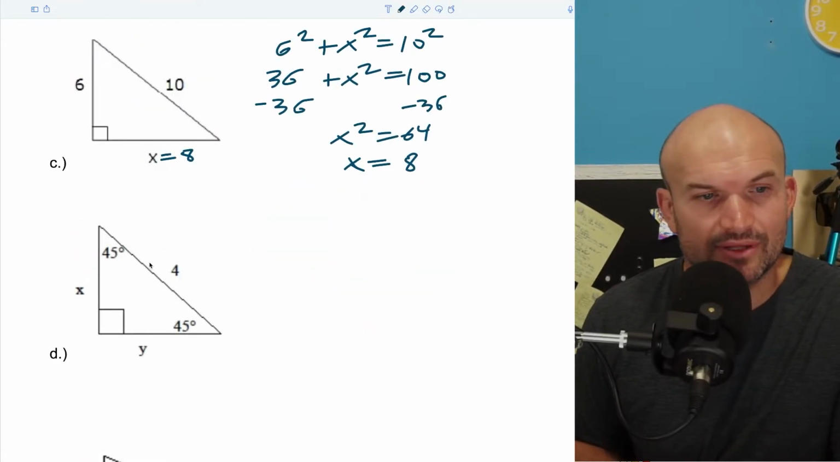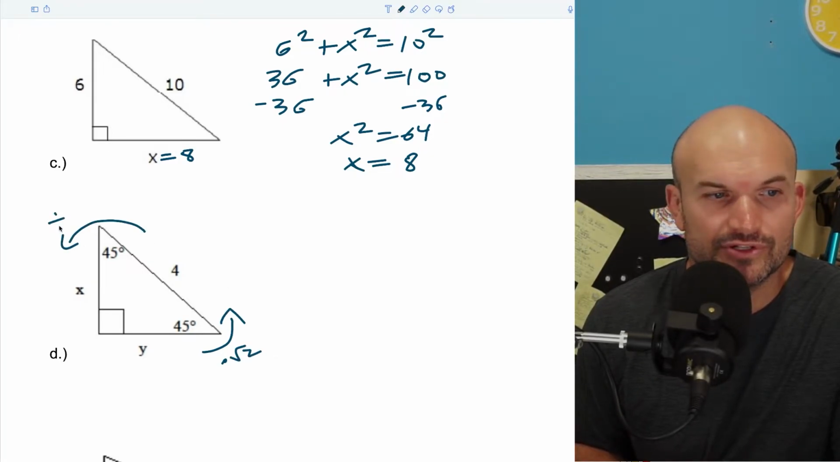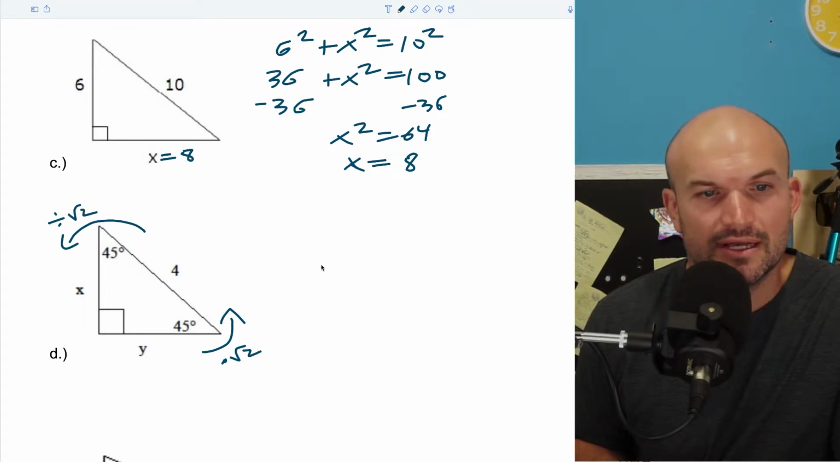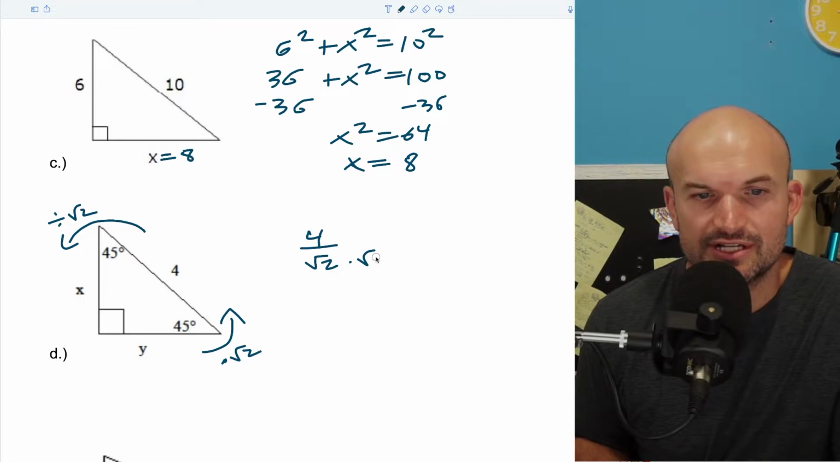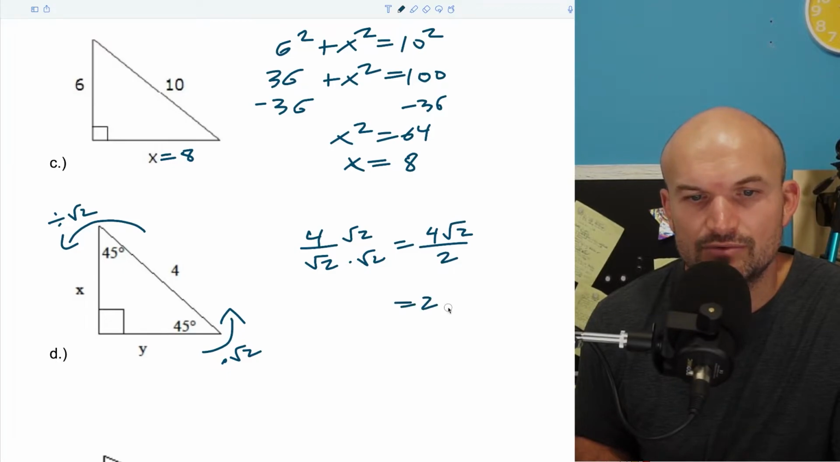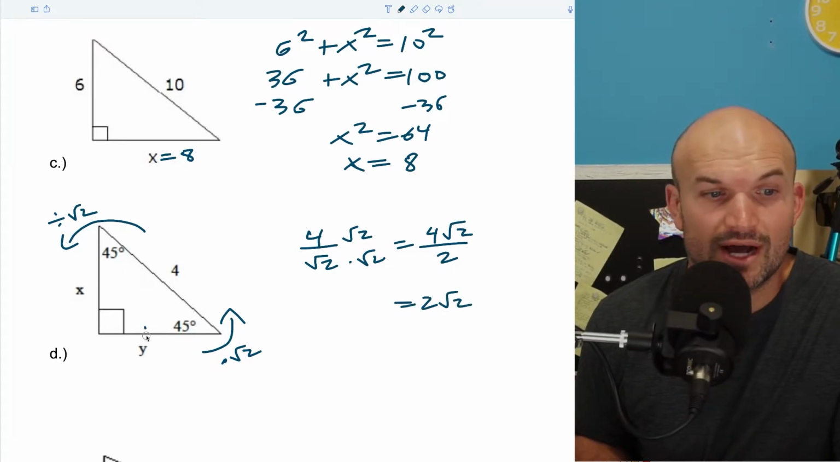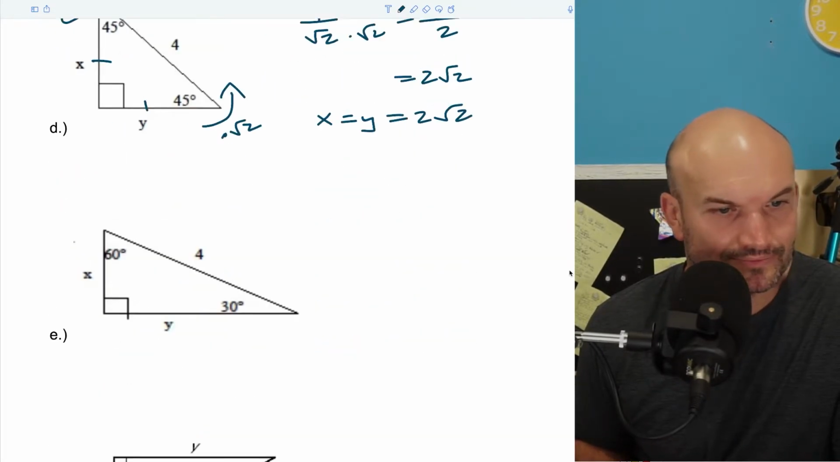Okay, now in this example, again, remember to go from here to here, we multiply by the square root of 2, right? So to go backwards, from the hypotenuse to the leg, I'm going to divide by the square root of 2. So basically, I just want to know, what is 4 divided by the square root of 2? Well, just rationalize your denominator here. What you have is 4 times the square root of 2 divided by 2, which is just going to equal 2 square root of 2. And remember, x and y are exactly the same. So therefore, x is equal to y, which is equal to 2 square root of 2.